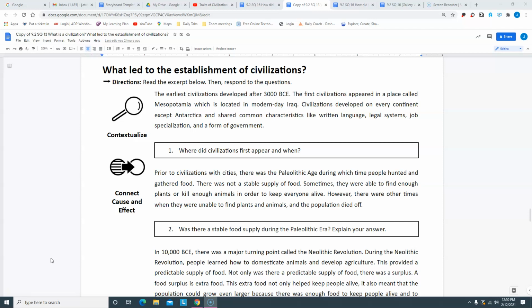Answer this question in the Edpuzzle. Was there a stable food supply during the Paleolithic era? Explain your answer.